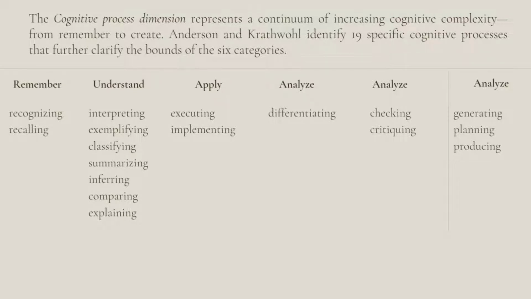The first level in the cognitive dimension is remember. Here, remember is retrieving relevant knowledge from long-term memory. Under this, we have recognizing and recalling. The second level is understand. It is determining the meaning of instructional messages, including oral, written, and graphic communication. Under understand, we have interpreting, exemplifying, classifying, summarizing, inferring, comparing, and explaining.